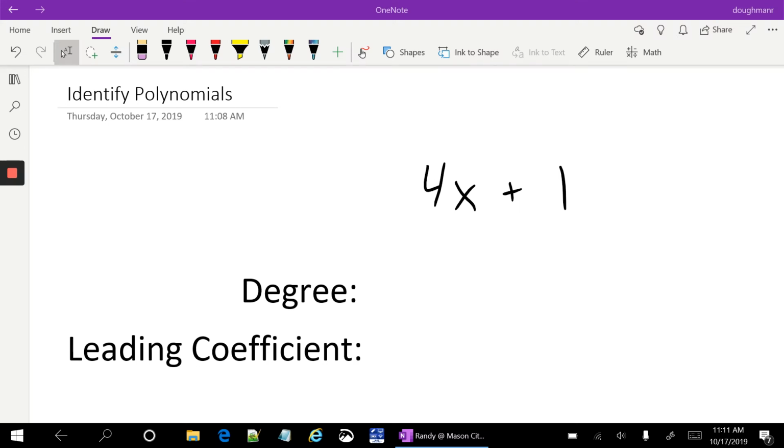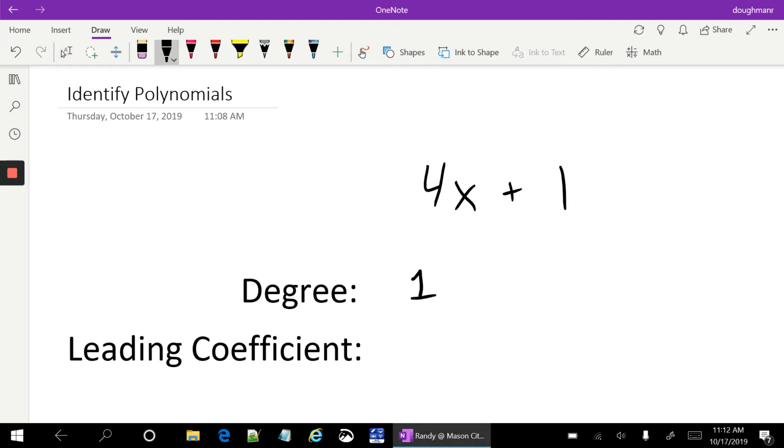All right, we're going to identify or classify polynomials. And really what you look at is the degree and the leading coefficient. So in this linear equation, 4x plus 1, we look at the variable with the highest degree. And there's only one variable here, and we know that there's a 1 as the exponent of the x. So this polynomial has a degree of 1.